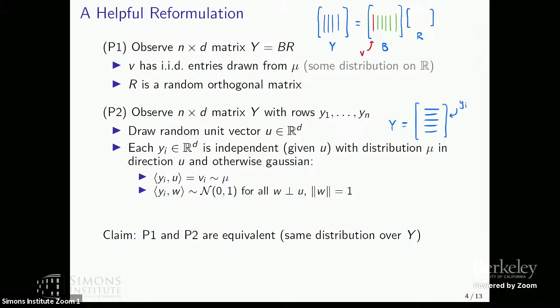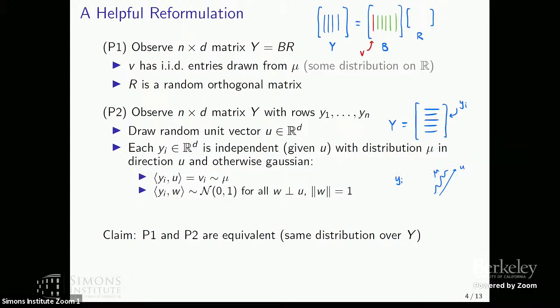So we're now going to really think about the rows of Y instead of the columns. And what these rows are going to be, you can think of them as IID samples from a certain distribution. And what's the certain distribution? Well, first we pick some random unit vector in D dimensions. This is going to be the same for all of our samples. And then each of our samples Yi has distribution mu in that fixed direction U, but in all other directions it's just Gaussian, right?